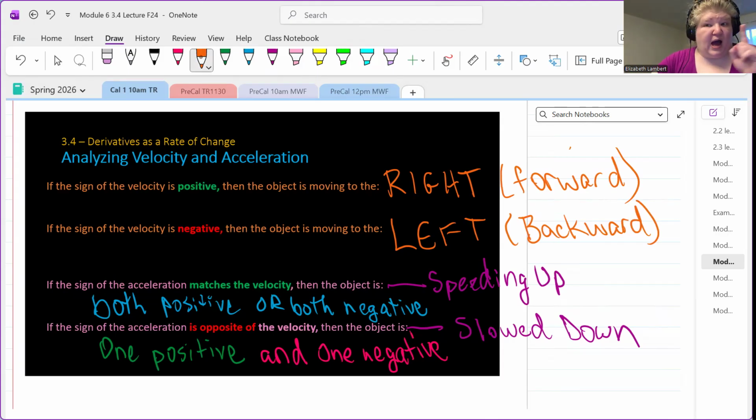But if I'm going 60 miles per hour, but I start hitting my brake, the brake is applying a negative acceleration. They're in opposite directions, so I slow down.